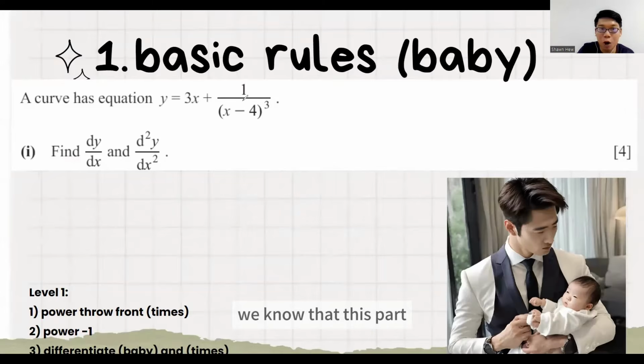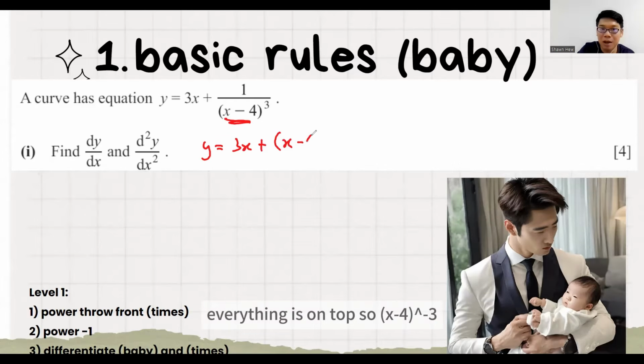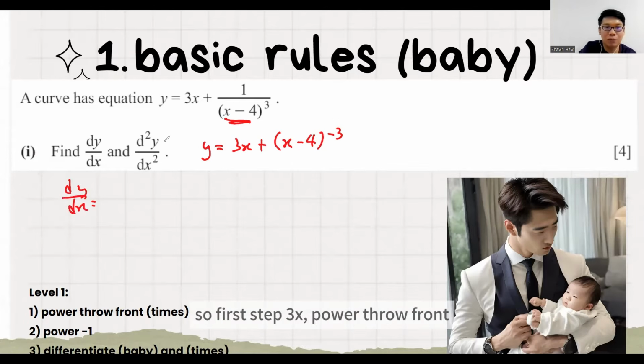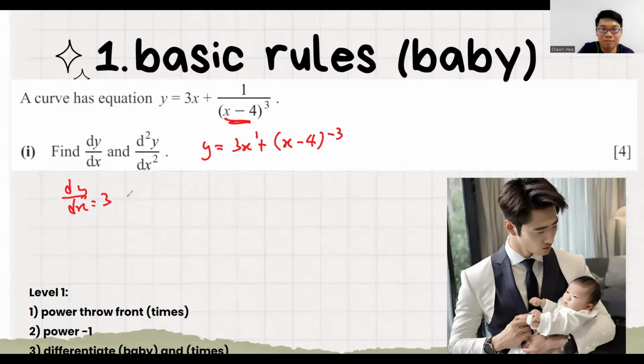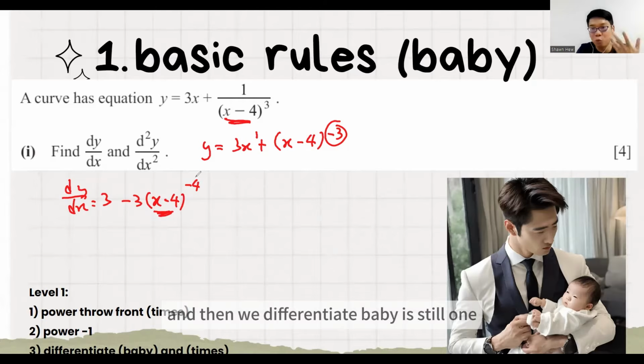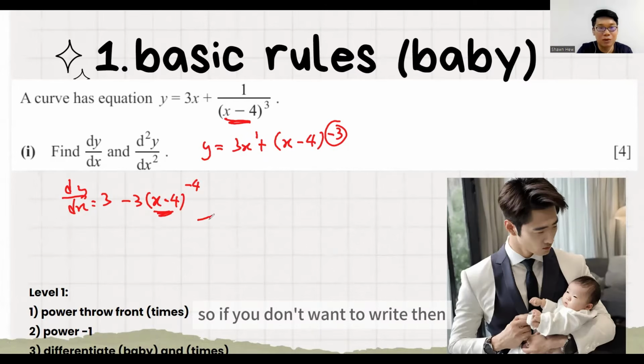We know that this part is not only baby, but also we need to modify first because it's a denominator. We need to ensure everything is on top. So x minus 4 power minus 3. Then we can do our dy/dx. So first step, 3x power through front, power minus 1. Next, power through front, baby copy, power minus 1. And then we differentiate baby is still 1. So up to you whether you want to write. If you don't want to write, then like this already complete.